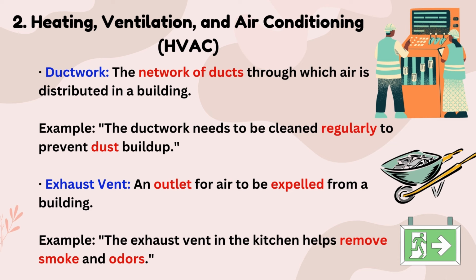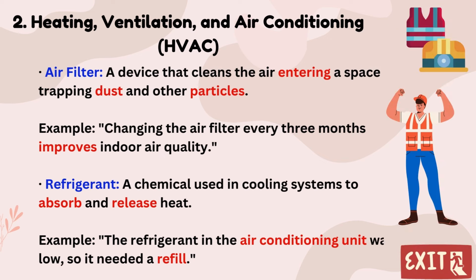Exhaust vent: an outlet for air to be expelled from a building. Example: the exhaust vent in the kitchen helps remove smoke and odors. Air filter: a device that cleans the air entering a space by trapping dust and other particles. Example: changing the air filter every 3 months improves indoor air quality.